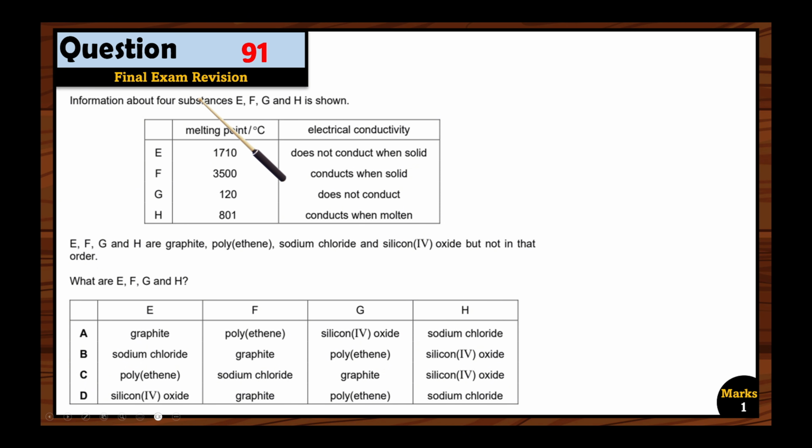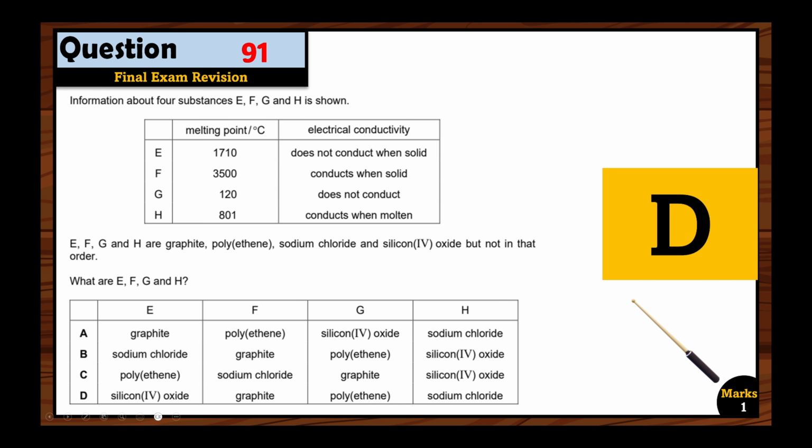Silicon oxide, E, yes, that's right. It does not conduct electricity when solid. Yes, that's also right. 3500, graphite conducts when solid. Yes, that's right. Polyethylene does not conduct electricity. Yes, that's right. G. Okay. H, 801, conducts when molten. Sodium chloride can conduct electricity when molten. Yes. So which option is right now? D option is right. Okay. So option D is correct.